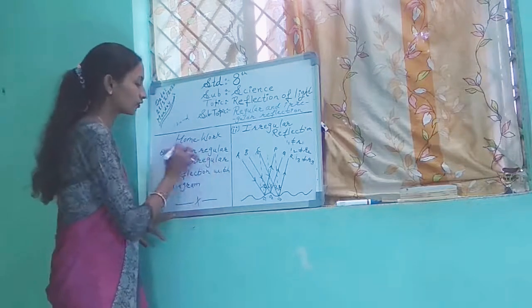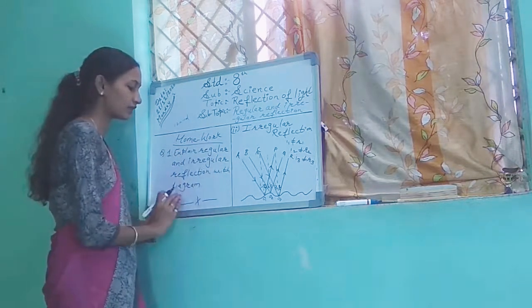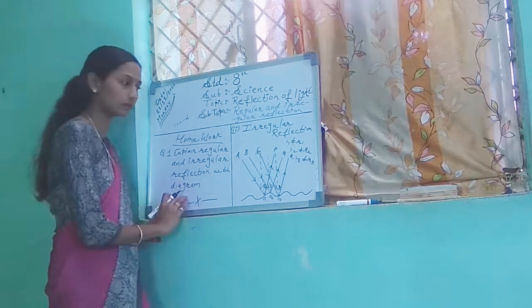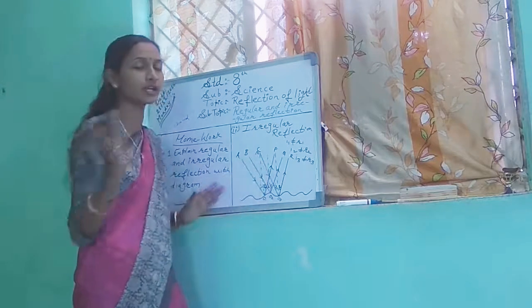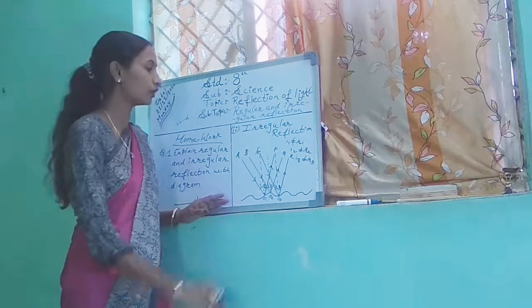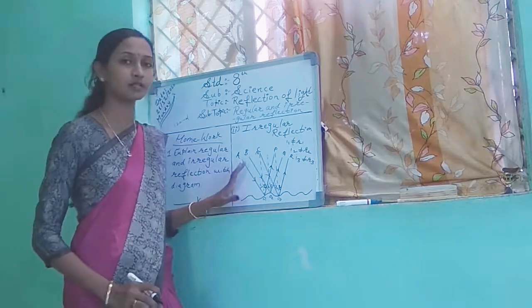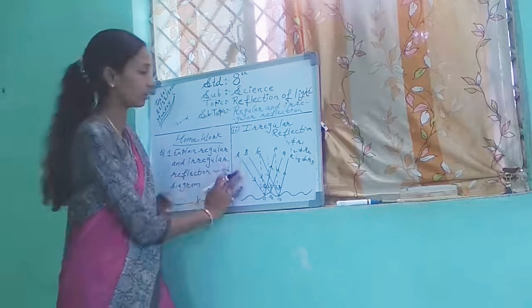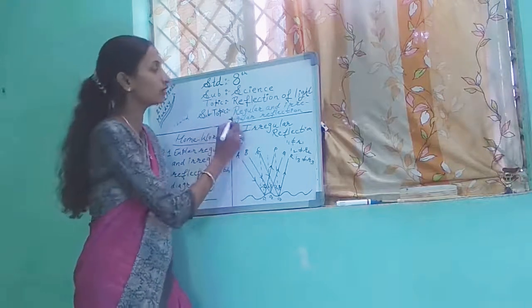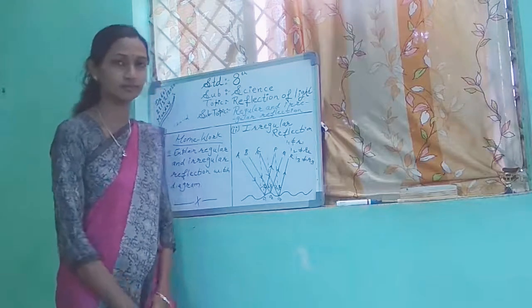So this is your homework. You have to explain regular as well as irregular reflection with the help of a diagram. The diagram must be well labeled like this. You can draw the diagram as per the textbook. This is also an important part of your syllabus from this lesson, so you have to focus on this subunit. Today we have seen regular as well as irregular reflection. Thank you.